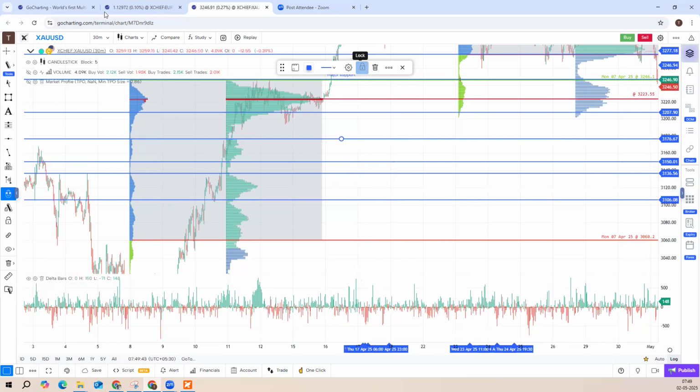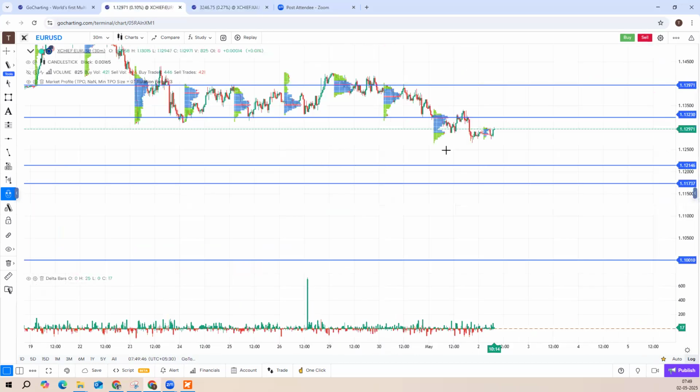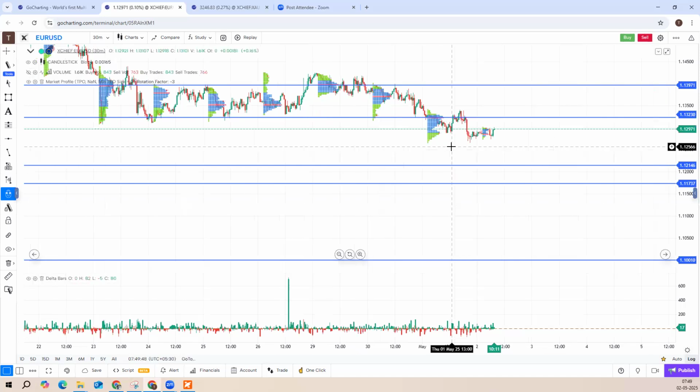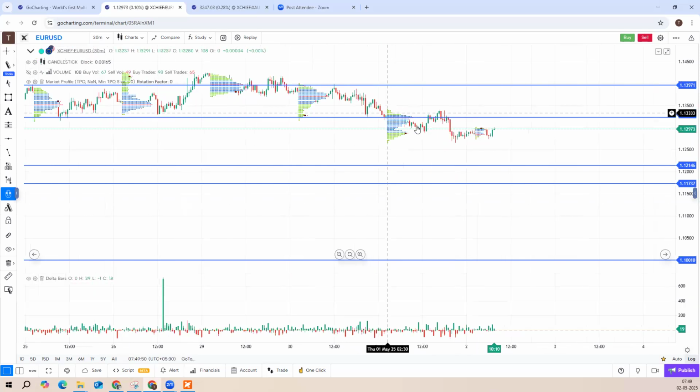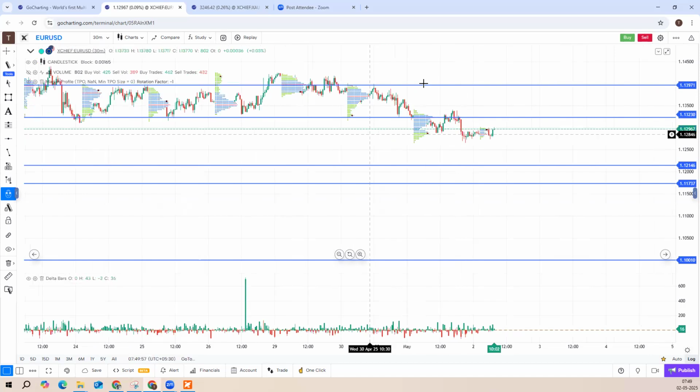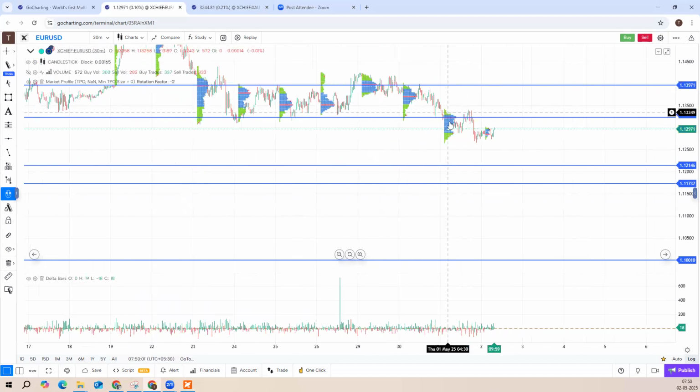Now let's go to Euro USD. For Euro USD also, guys, we were talking about this pullback and continuation trade to the downside, because the market has broken this value area. This value area was basically the consolidation zone. It has gone down, given a nice pullback, and then it has gone down.